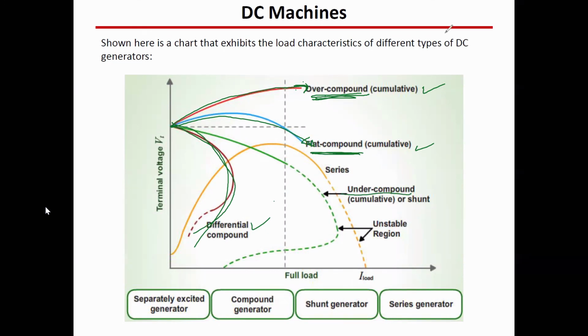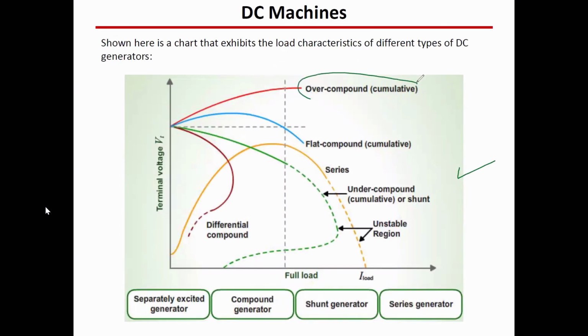So what's important here is that you know all the characteristics. For example, in the exam, if I point to this and ask what's the characteristic of this, which type of machine, you should be able to know what type of machine. If I point to this and say, what's the type of machine here, the yellow line, you should know that this is the series machine. Okay?